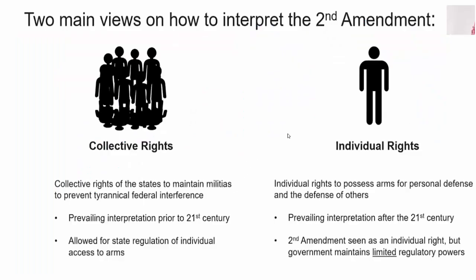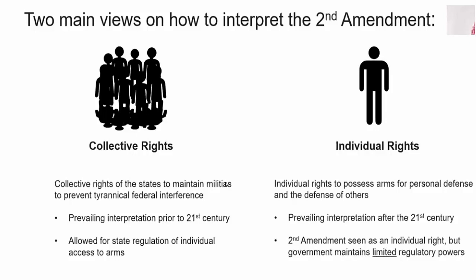So there have been two primary views on how to interpret the Second Amendment, the collective rights interpretation and then individual rights. Now, collective rights historically has been the way that the Second Amendment has traditionally been interpreted in the United States. In fact, this was the prevailing interpretation all the way up until about the 21st century, until about the early 2000s. And what this said was the Second Amendment really was a collective right of the states to maintain their militias and to be able to arm those militias in the event that they needed them to protect against federal interference, federal abuse. What this meant was the states could regulate individual access to arms, that this right really only applied to the state militias, and states were individually able to regulate access to arms. And that was the case throughout most of our history.